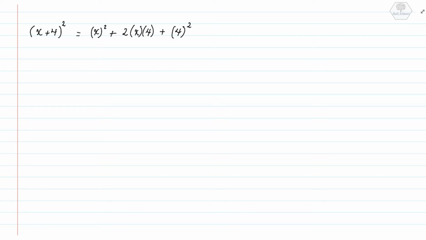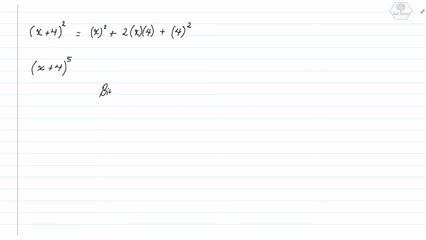It's easy to expand this expression, but what if we have an expression like (x plus 4) to the power of 5 or to the power of 6? Maybe I can expand it if it's to the power of 5, but what if it was to the power of 12 or to the power of 13? So to expand such expressions, we need to use the binomial theorem.